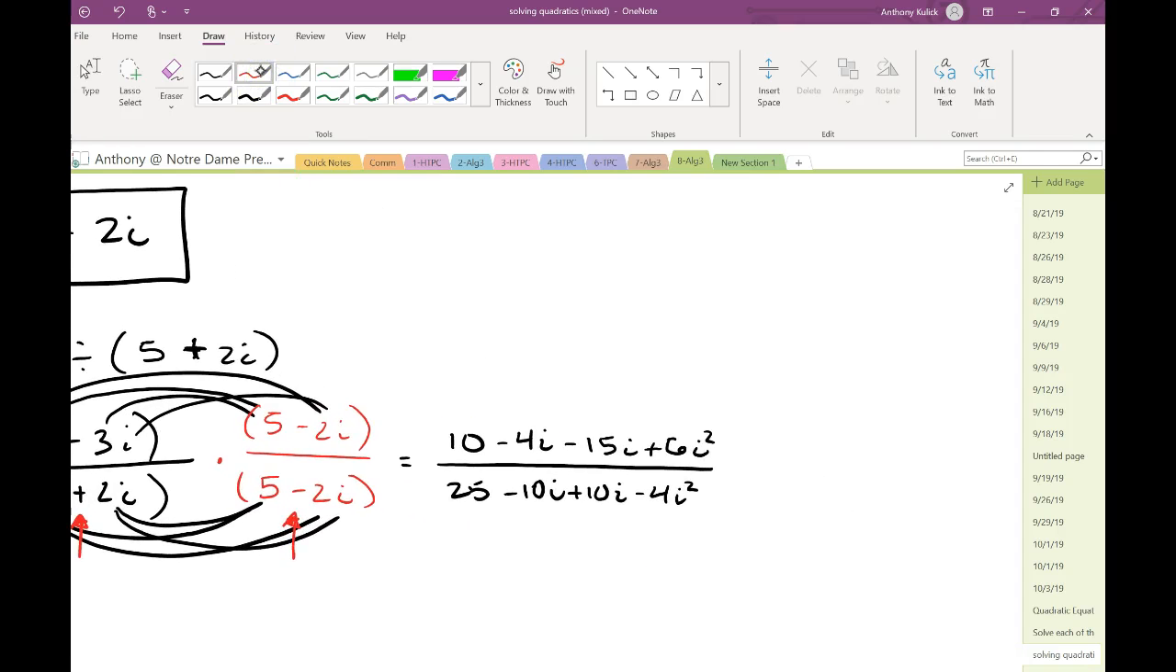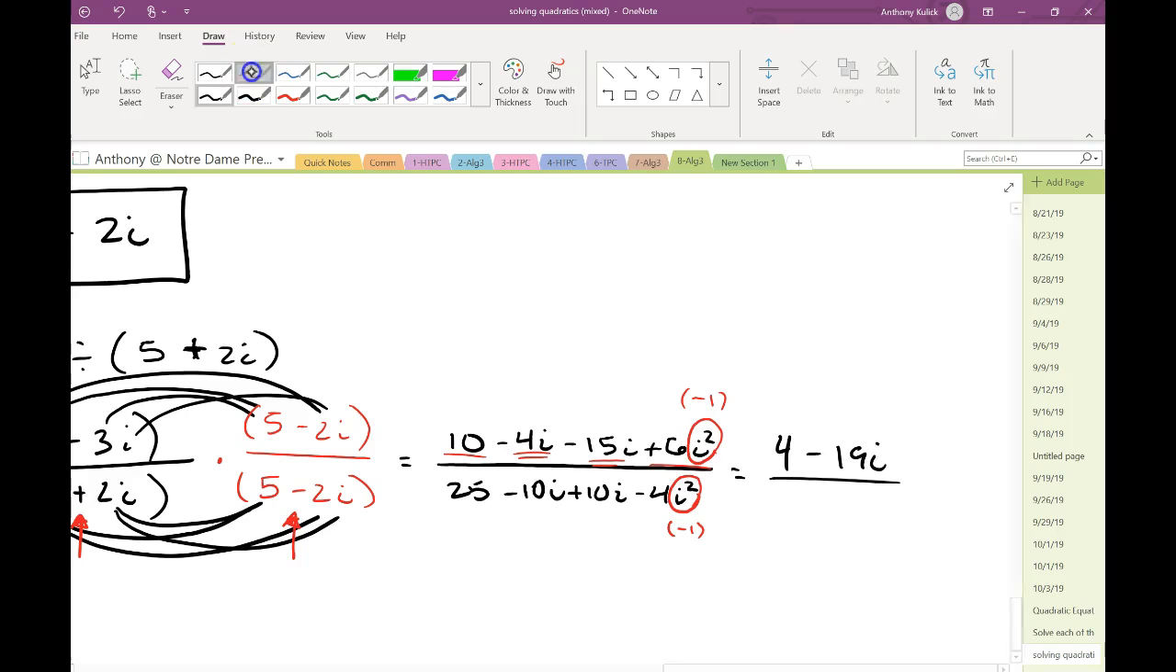So notice all I did there was a bunch of FOILing, right? And what is i squared equal to again? That's negative 1. So when I combine like terms in the numerator, I have 10 plus 6 times negative 1, which is just 4. And then I have negative 4i minus 15i, which is just negative 19i.